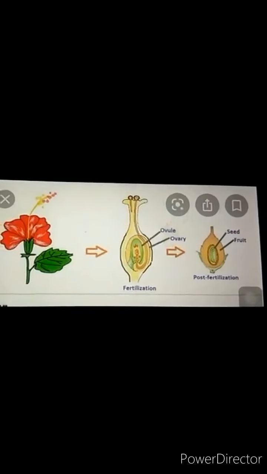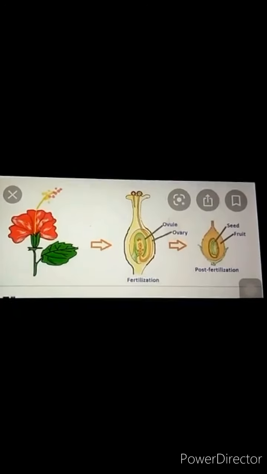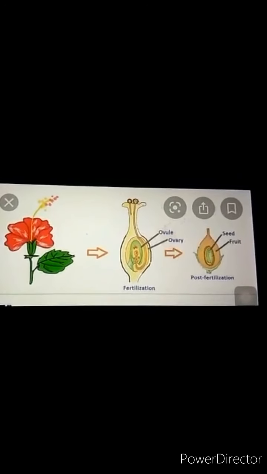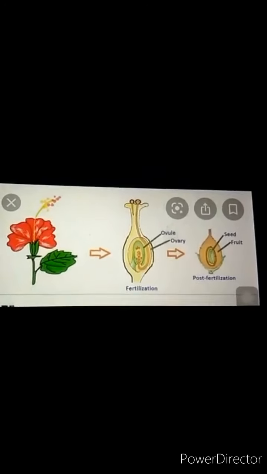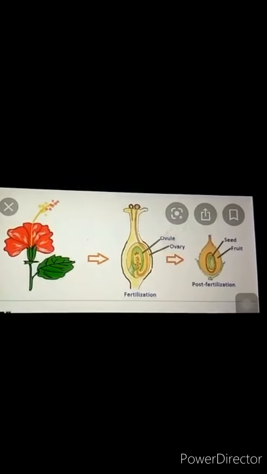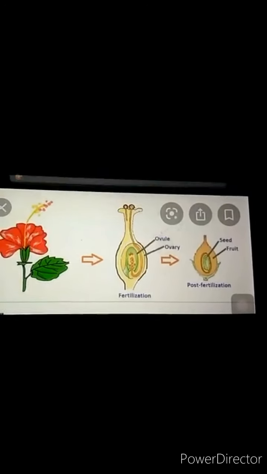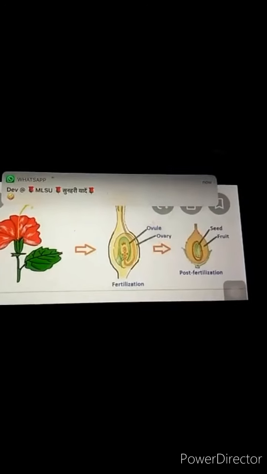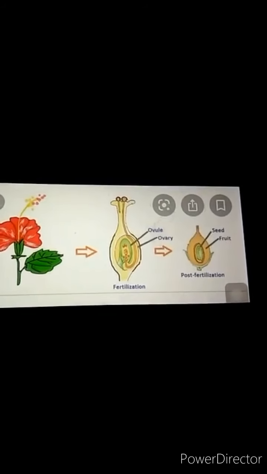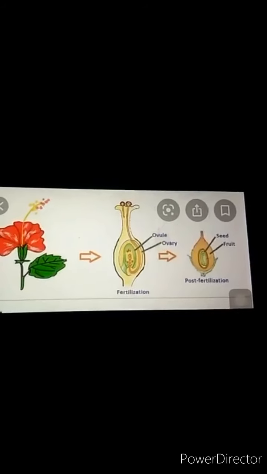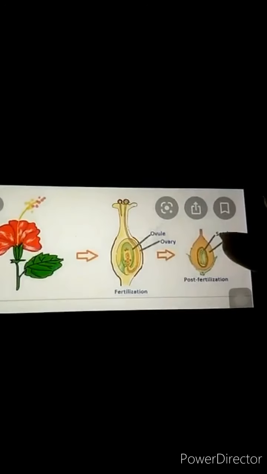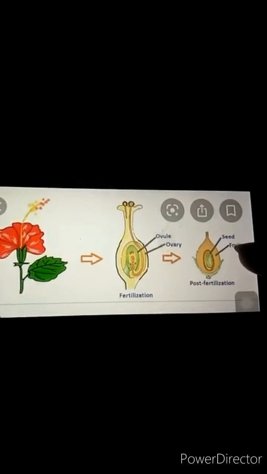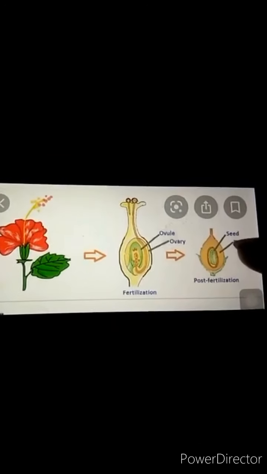In our last sessions, we have learned about the pre-fertilization and fertilization events. Pre-fertilization events included the gamete formation and transfer of gamete by pollination process. In fertilization event, you learn about double fertilization, that is how the zygote and how the primary endosperm cell or nucleus was formed. Now in today's class we are going to start with the post-fertilization events.